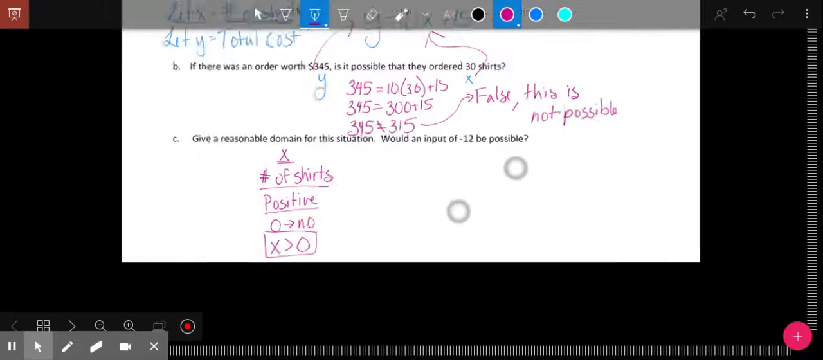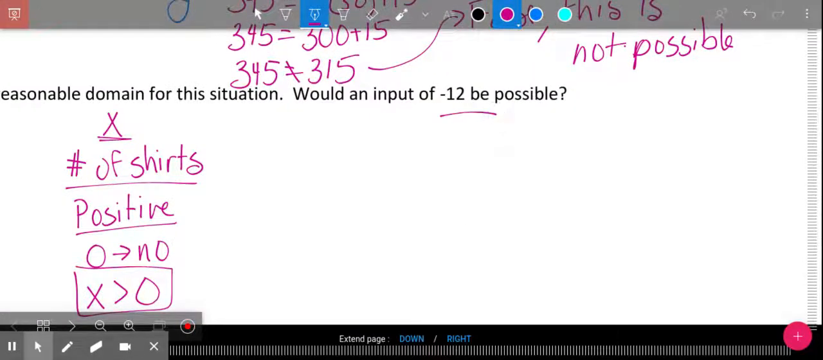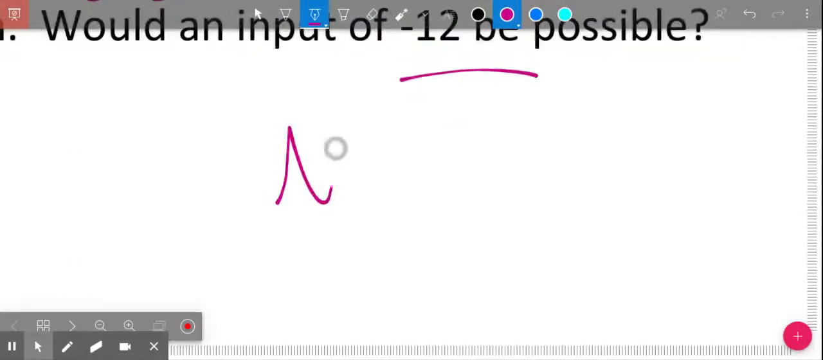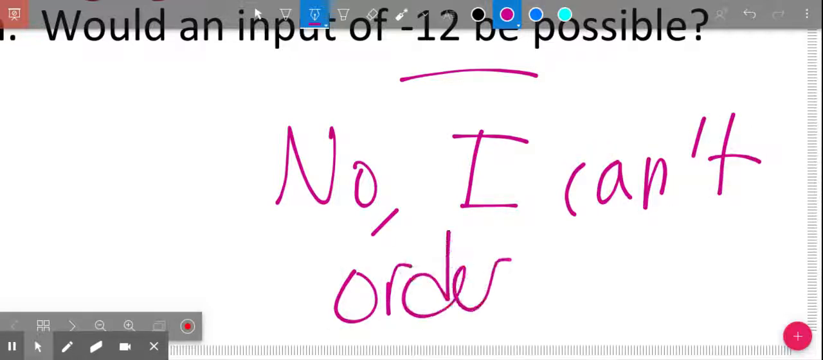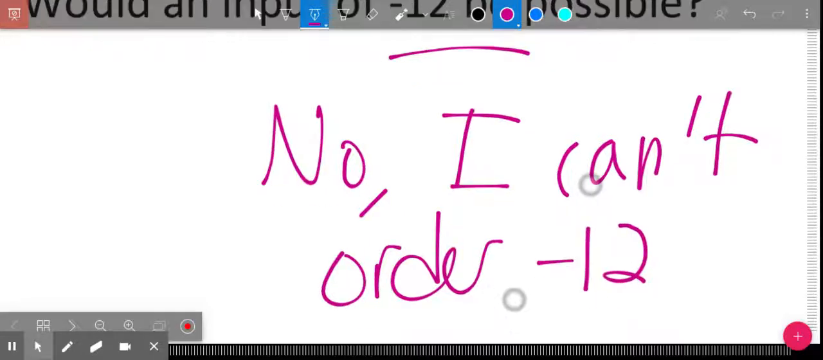So then the next question asks, could an input of negative 12 be possible? We just said it's only positive. Okay, so we're going to say no, I can't order negative 12 t-shirts.